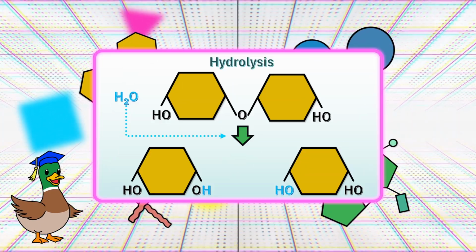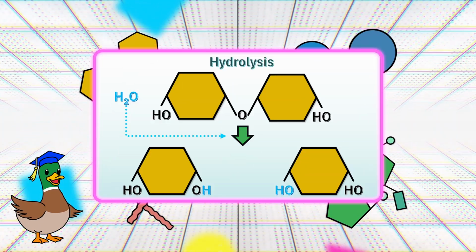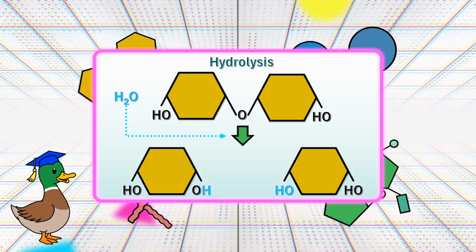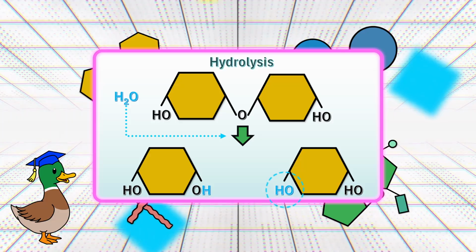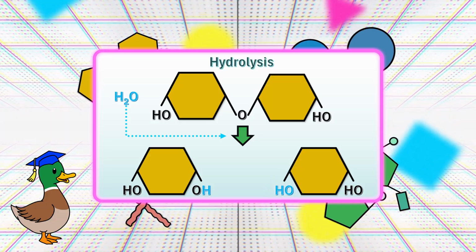On the flip side, polymers are broken down into monomers via hydrolysis, where a single water molecule is added. One monomer gets a hydrogen atom, and the other monomer gets a hydroxyl group. Hydrolysis means to split with water.